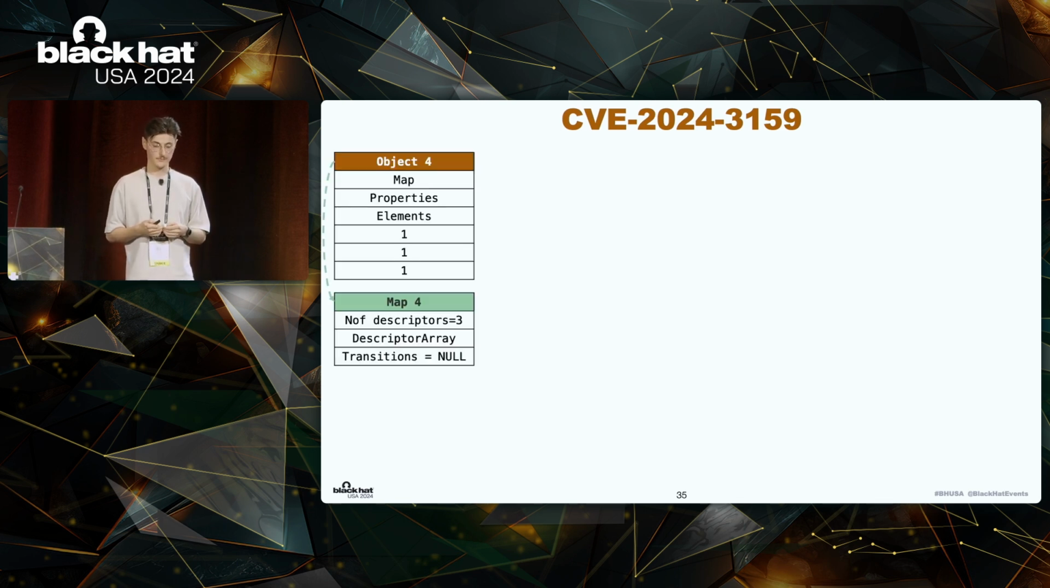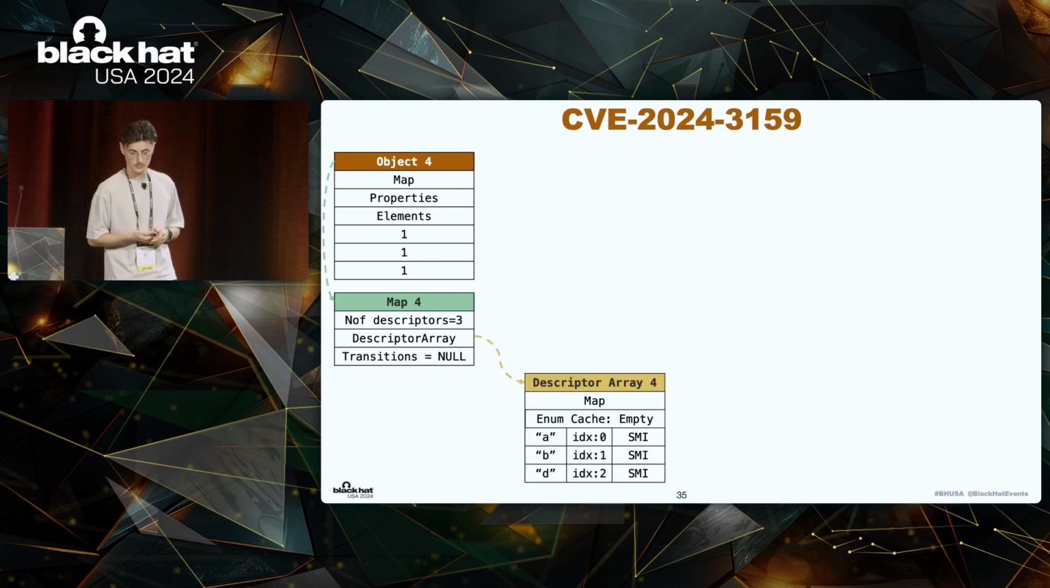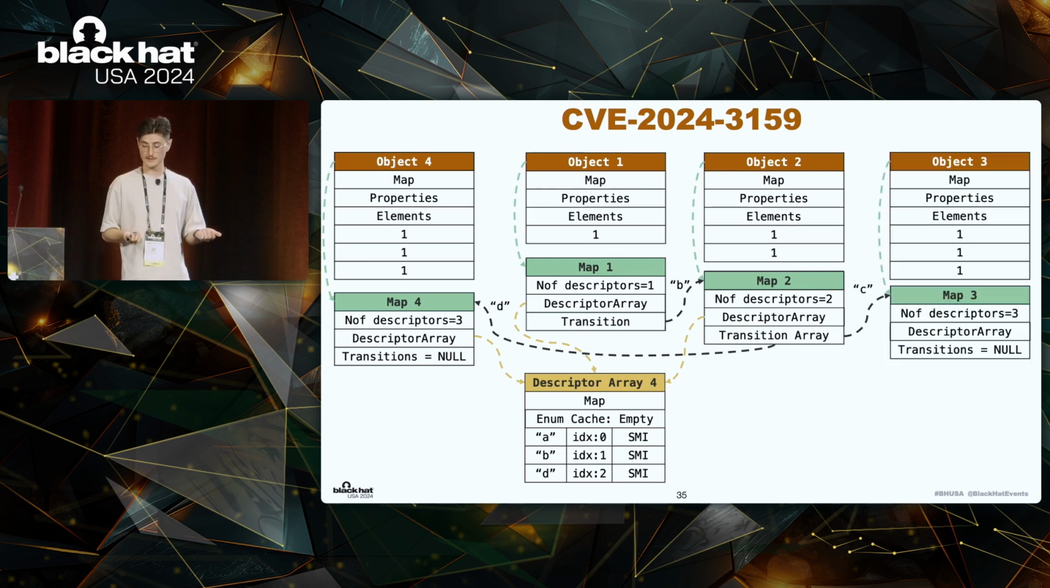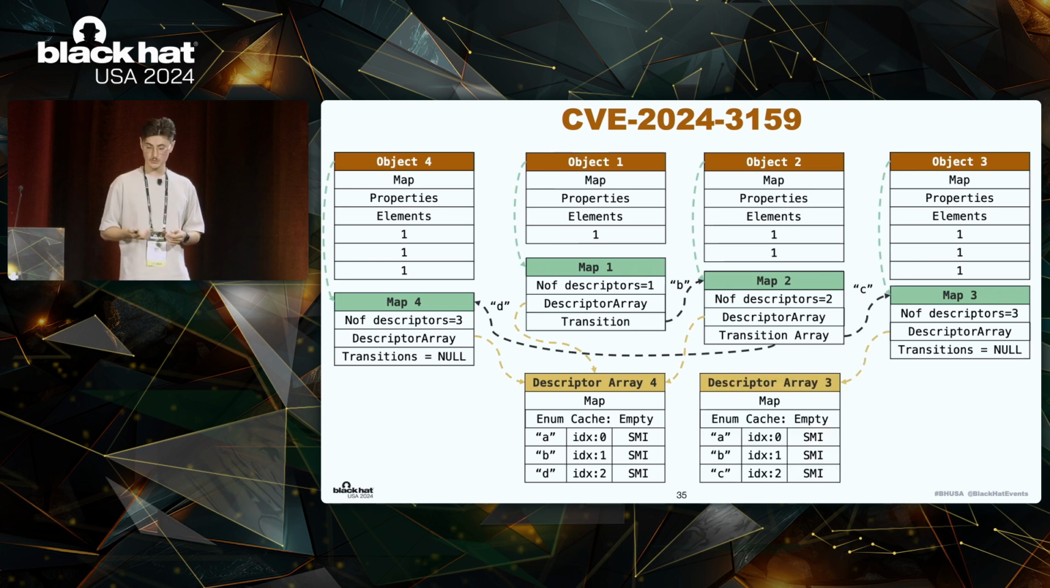Object 4 is created with its map, and it will also trigger the creation of a new descriptor array for A, B, and G properties. Now object 1 and object 2 are created, and as you can notice, map 2 of object 2 has a transition array, meaning we'll have multiple transitions, and one of the transitions is to map 4 via the G property. Now object 3 is created, and map 2 has another transition to map 3 via the C property. Object 3 will also create its own descriptor array to give information about A, B, and C properties.